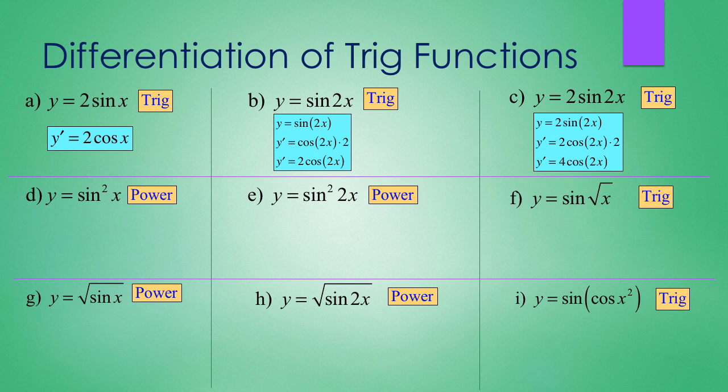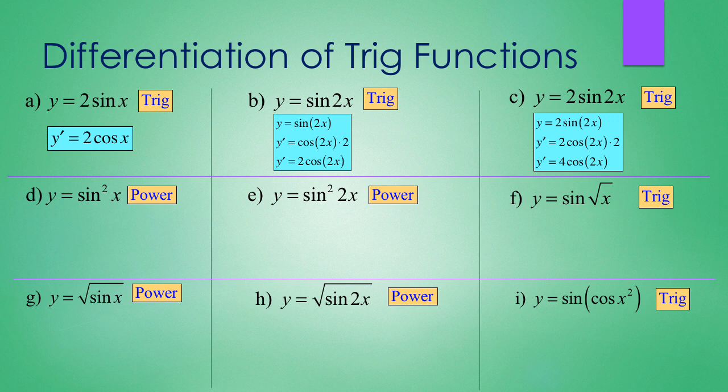A is easy. We simply take the derivative of 2 sine x and get 2 cosine x. B reads y equals sine of 2x. Best thing to do here is to rewrite that expression with the parentheses around the 2x. So the derivative of the sine of an expression is the cosine of the expression times the derivative of the expression. This is the chain rule. So y prime is equal to cosine of 2x times 2, or 2 cosine 2x.